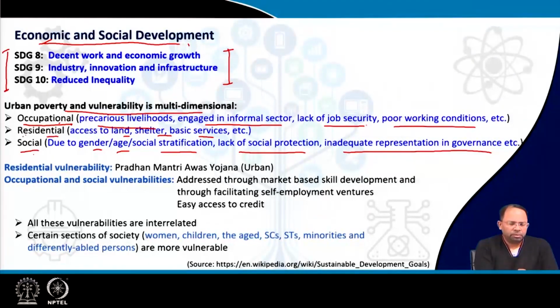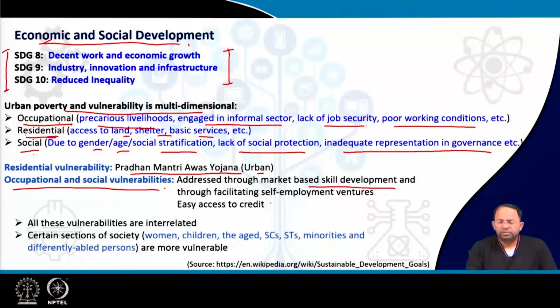So residential vulnerability, some aspect of it has been considered in the Pradhan Mantri Awas Yojana for the urban areas, where the government provides subsidized housing to the poor. Whereas occupational and social vulnerabilities are the focus of this particular lecture, and these could be addressed via market-based skill development and through facilitating self-employment. So these are two terms.